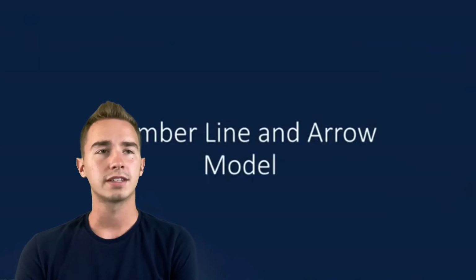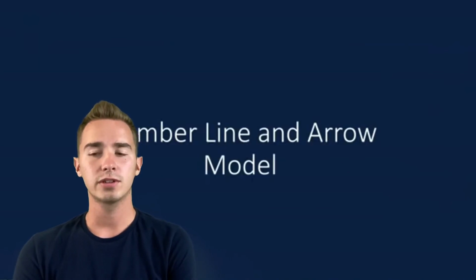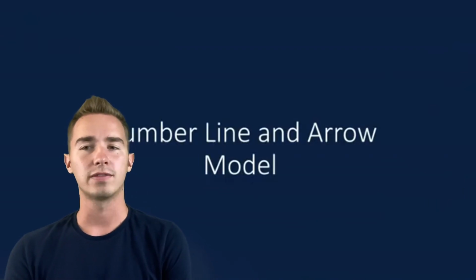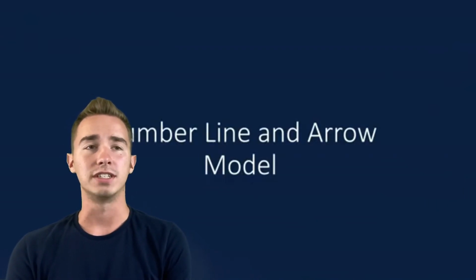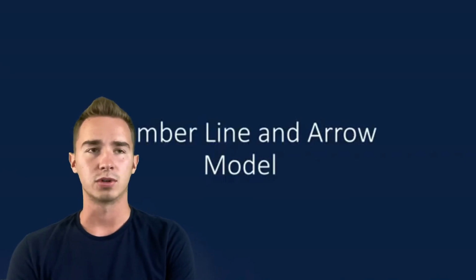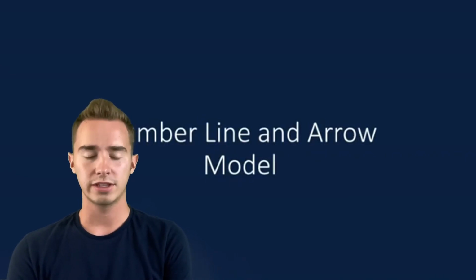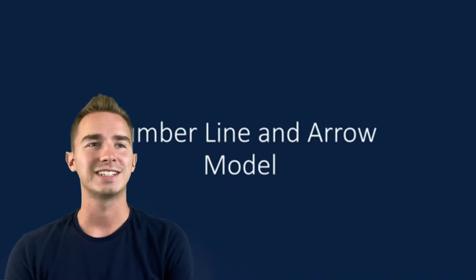Now we're moving on to the number line and arrow model. Similar to the counter model, there will be 2 operations. We'll have addition of groups, and we'll also have backing up or subtracting of groups in this model, and that'll make more sense once we look at it.